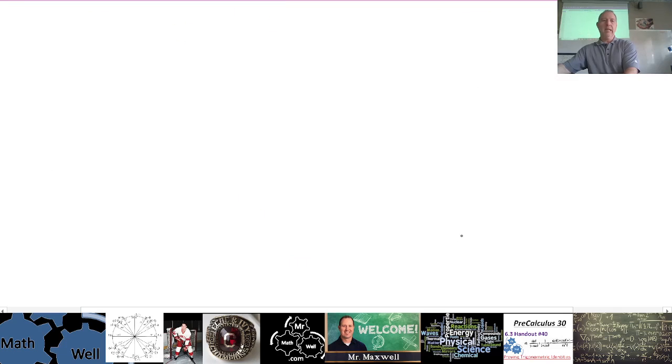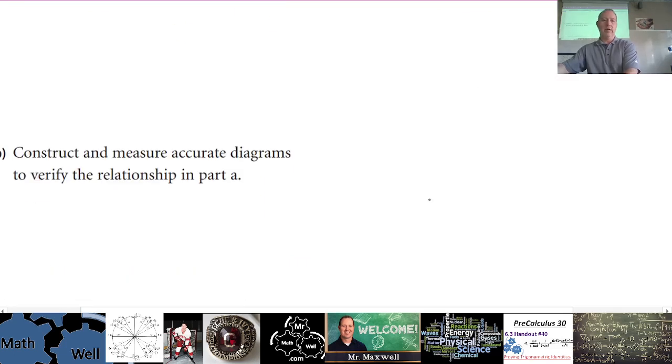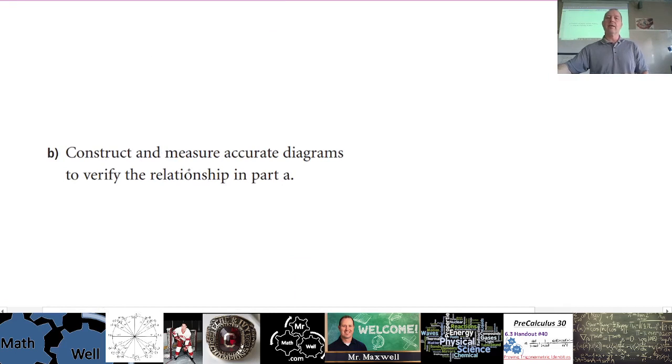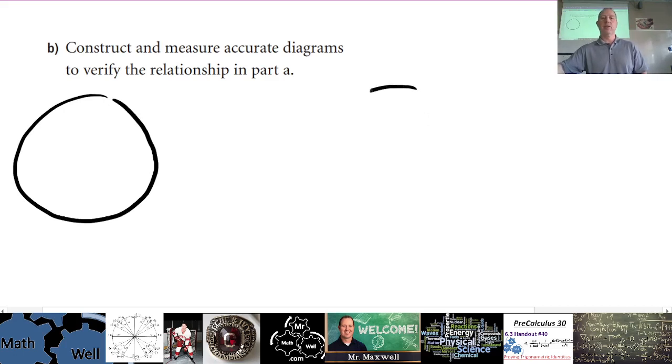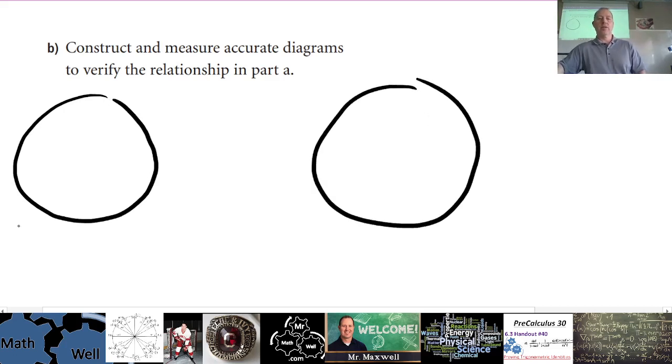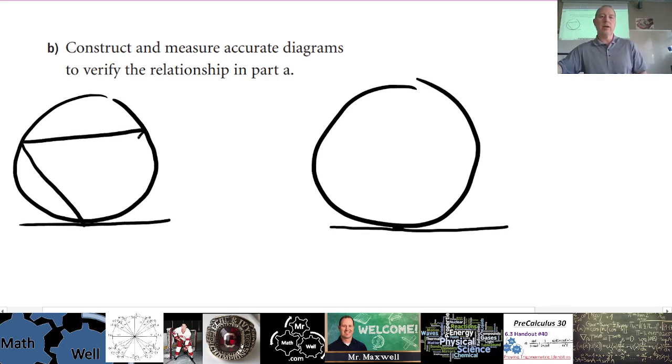So B says, where's B? No, B. B says, construct and measure accurate diagrams to verify the relationships in part A. I don't think any of you have done this yet, plus nobody has a geometry set here. So you're going to construct two perfect circles. You're going to draw two perfect tangent lines. Be very careful to draw two tangent lines, and you're going to draw straight lines here. You're going to draw a triangle in there.